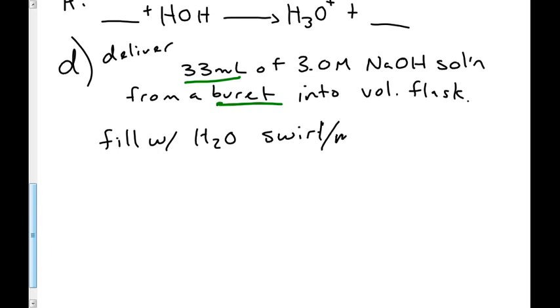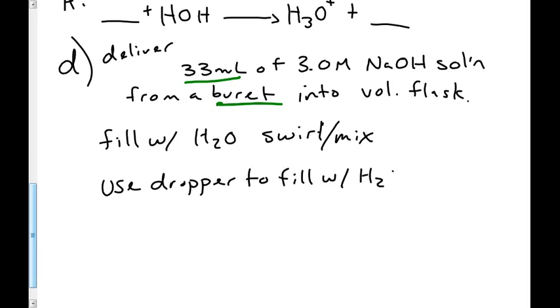Swirl or mix. Then, they went out of their way to say this. What could you do with the dropper? Use the dropper to fill with H2O to the line, the calibration mark, something like that. Okay? And then technically you could say invert. If you guys were showing me, say now afterwards I cap it, I invert it a couple times. Just so you know, 1 point is earned for adding distilled water to the calibration mark. That's the only 3 points.